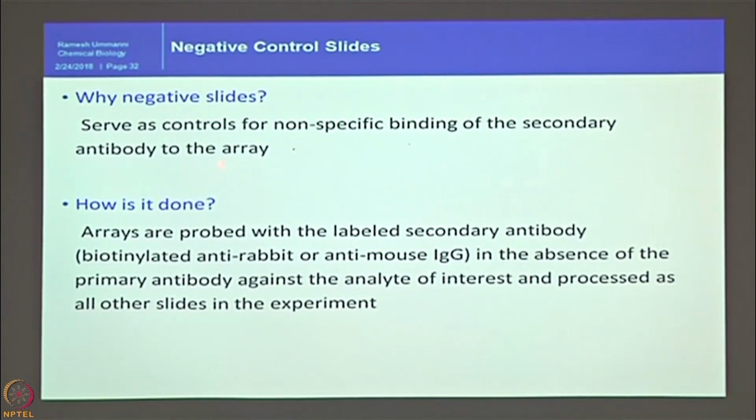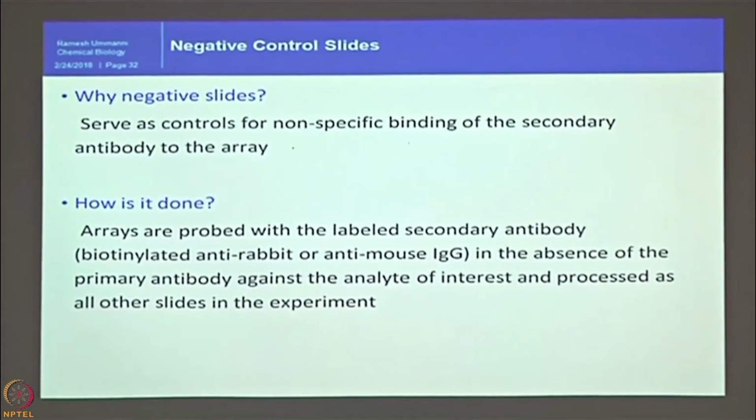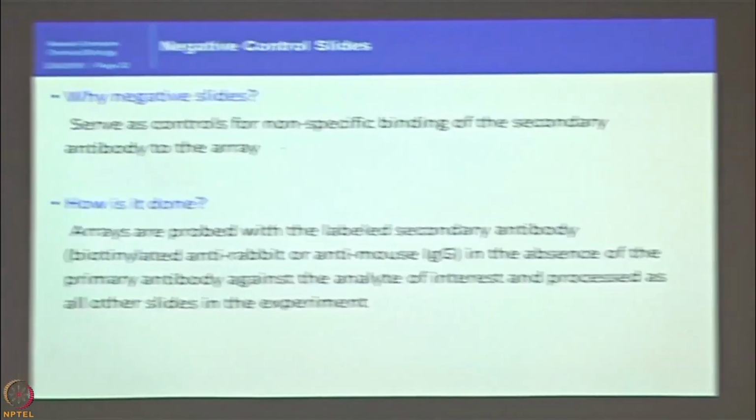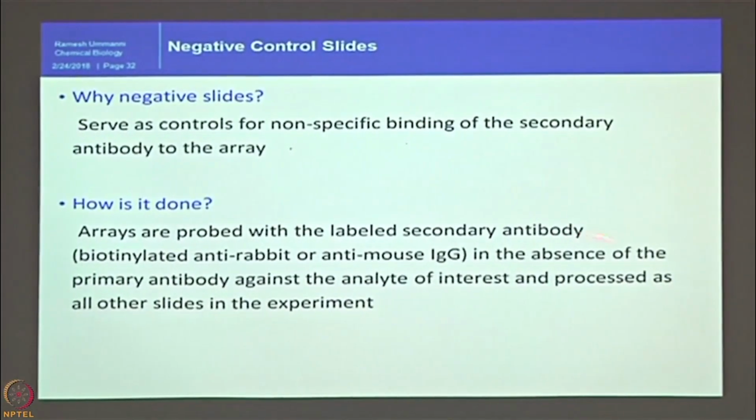So, these negative slides serve as non-specific binding controls of the secondary antibody to the arrays. Every one of the 50 slides will be probed with only secondary antibody, and those signals will be detected from the original signal. If you see any signal for the secondary antibody alone, those antibodies definitely need to be dropped. Some secondary antibodies labeled for infrared from different companies behave completely differently.